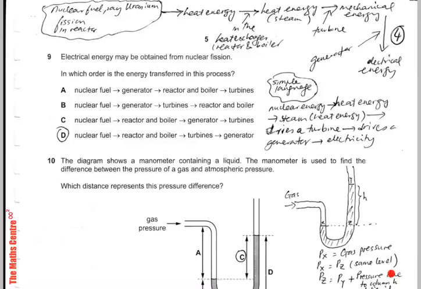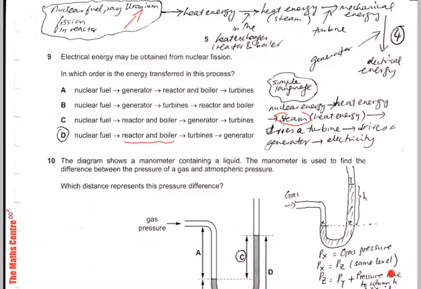So in the reactor, let's say we talk about nuclear fuel like uranium. In the reactor, fission takes place and nuclear energy is produced. This nuclear energy is transformed to heat energy. Now this heat energy will boil water and produce steam, and that happens in the reactor and the boiler.